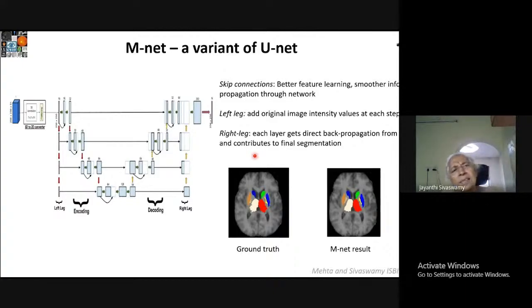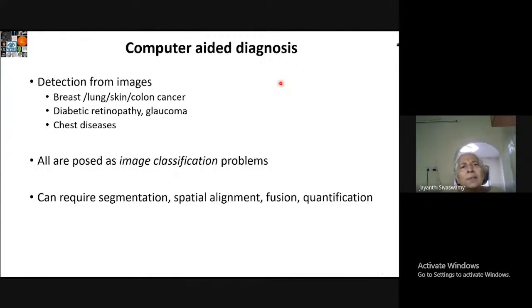So now that you understand that you can use standard networks, do variants and so on, let's move to the task of how you build a computer-aided diagnosis system using deep learning. In computer-aided diagnosis, or in our domain we just call it CAD, we are interested in detecting diseases from images. It could be cancer of the breast, lung, skin, or colon.